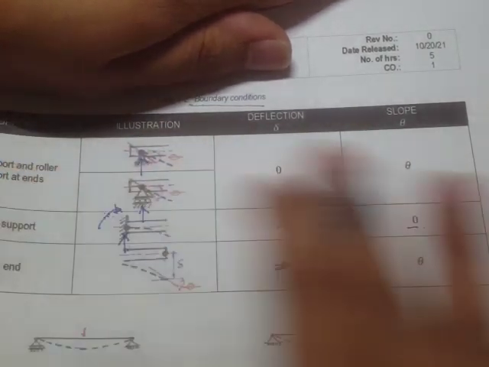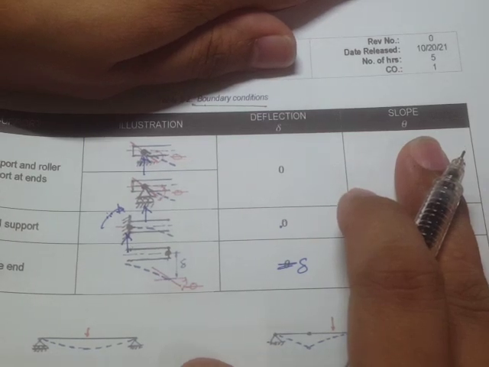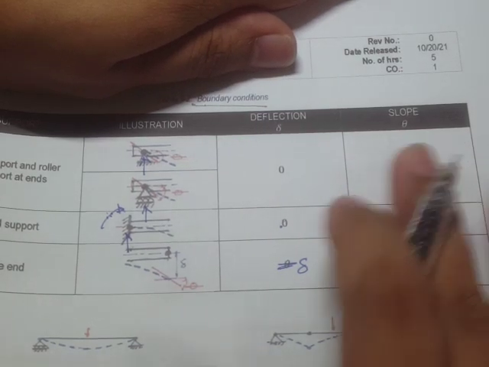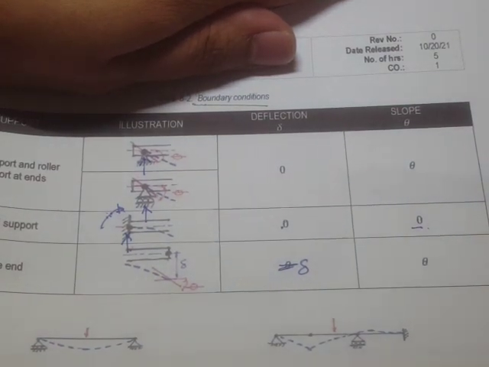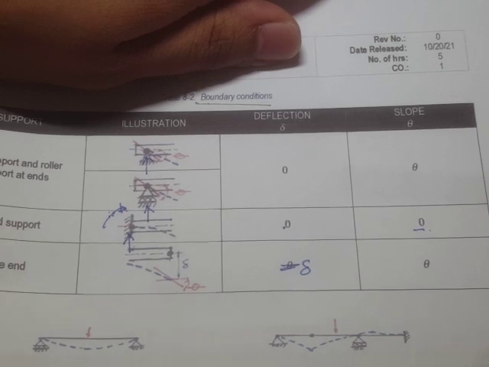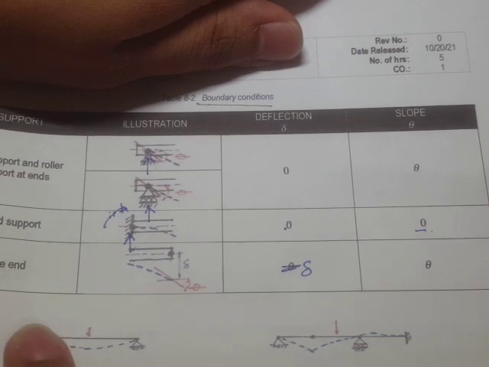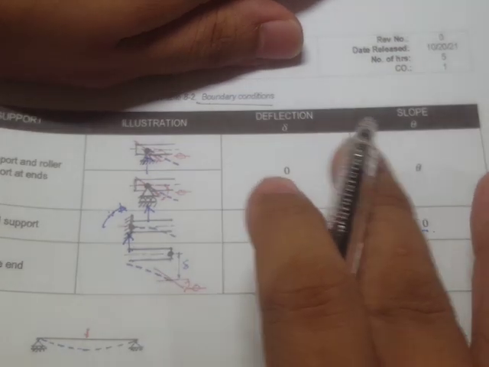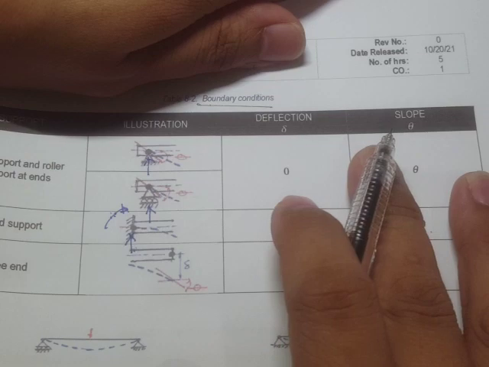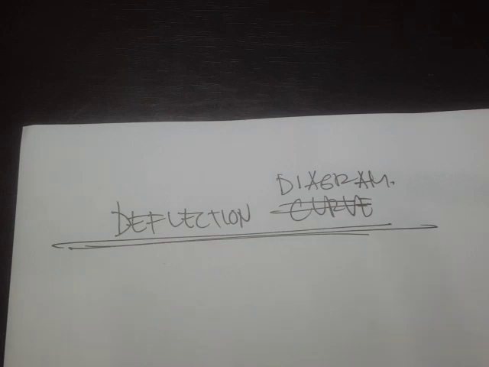Okay, so with this concept right here, actually there's still a lot more. Like for example, we have concentrated loads that cause a change in the moment functions. Then there are also tables for that, and they call those continuity conditions. Now let me show you what I mean by that.